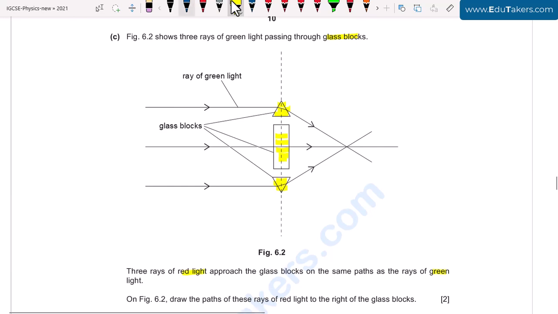So we know that for green and red, the frequency of red is very small as compared to green, and the wavelength of red is very large as compared to green light. So I write here wavelength and frequency.